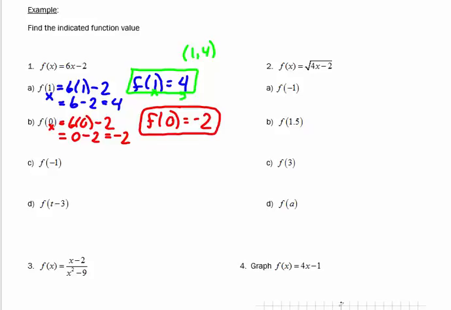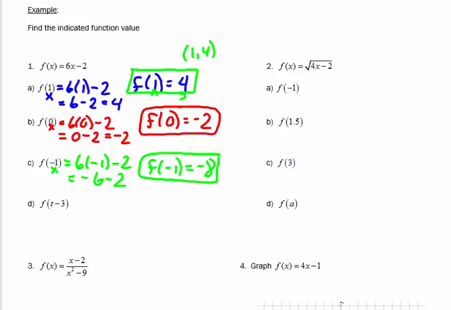Finding f of negative 1. Again, we plug in x being negative 1. So we end up with 6 times negative 1 minus 2. Well, 6 times negative 1 is minus 6. Minus 2 would give me a negative 8. So f of negative 1 would equal negative 8. Again, think about what's happening. The x value is going in as negative 1. The y value coming out is negative 8.